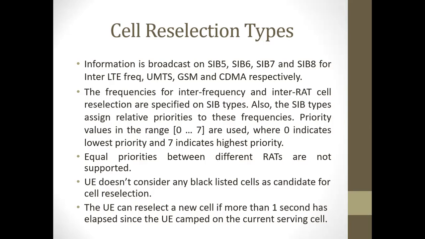And some cells can be blacklisted. SIB type 4 is the list of blacklisted cells. If you find any cell as you are looking around that is blacklisted, you cannot camp on that.